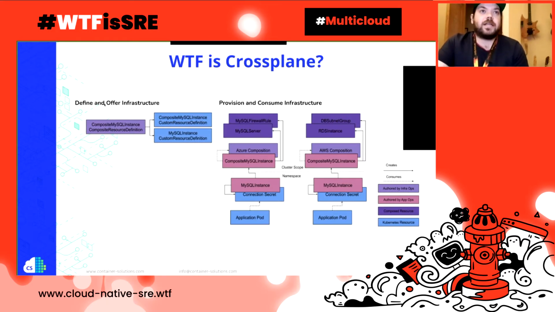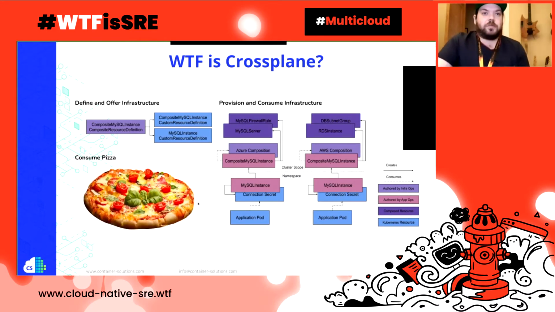So you've defined and offered your infrastructure. Your developers have consumed their infrastructure, and then you get to consume pizza. If this seems like a total non sequitur, I'd invite you to check out a great blog post on the Crossplane website about developing your own operator, and they use a pizza ordering API as an example, and you can actually order pizza off of Kubernetes, which I think is fun. Cool.